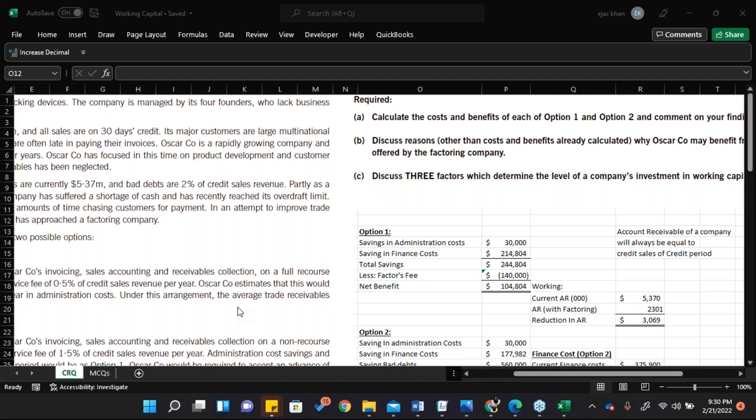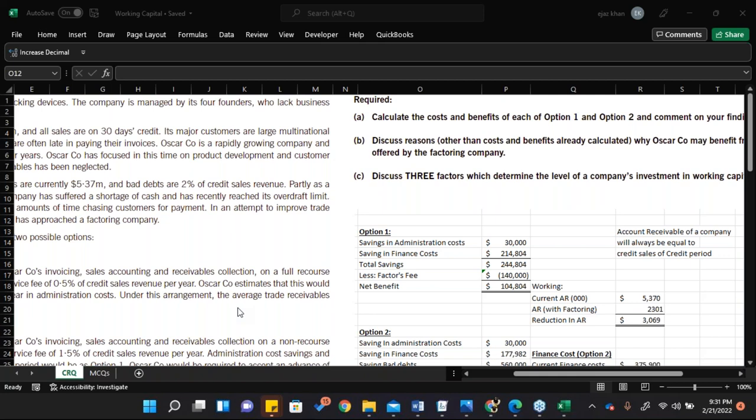I think that's bad debts, but we have already considered bad debts as a saving, as a benefit. So other than that, what other benefits may be there if we are going for factoring? The third is, if we use factoring, it means that we don't have to have a credit control department.